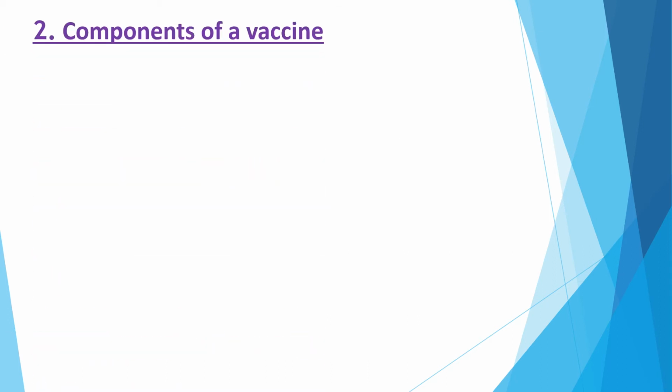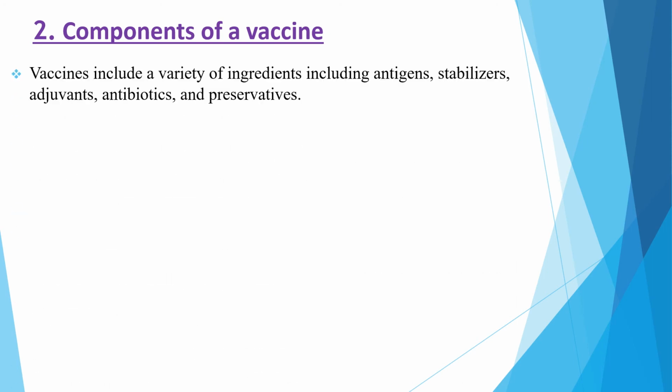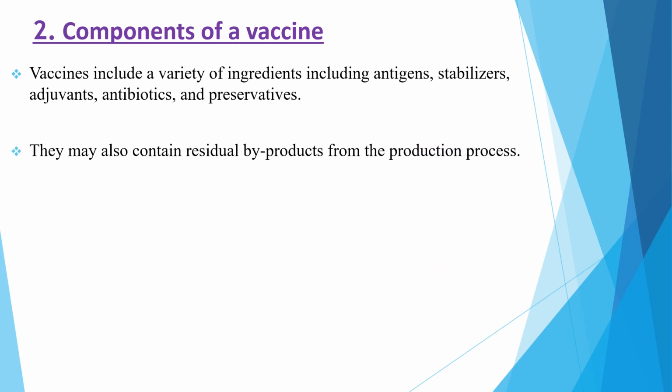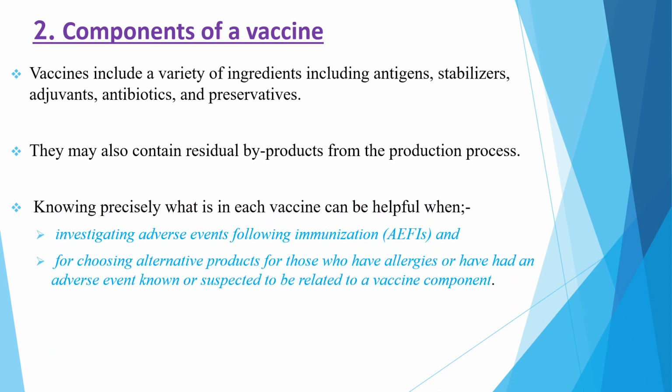The second issue in my today's topic is about components of a vaccine. Vaccines include a variety of ingredients including antigens, stabilizers, adjuvants, antibiotics, and preservatives. They might also contain residual byproducts from the production process. Knowing precisely what is in each vaccine can be helpful when investigating adverse events following immunization and for choosing alternative products for those who have allergies or have had an adverse event known or suspected to be related to a vaccine component.